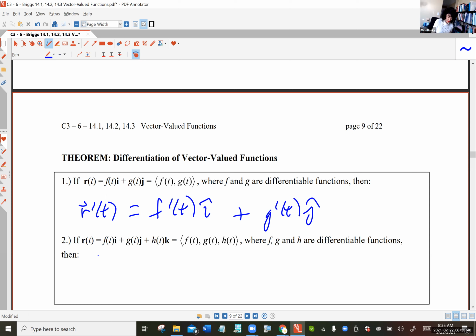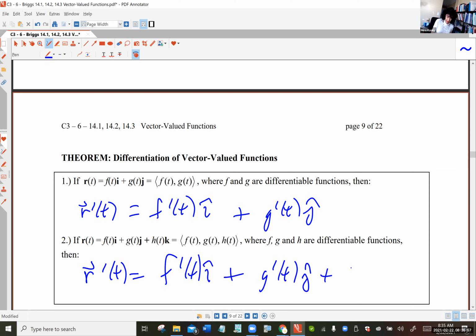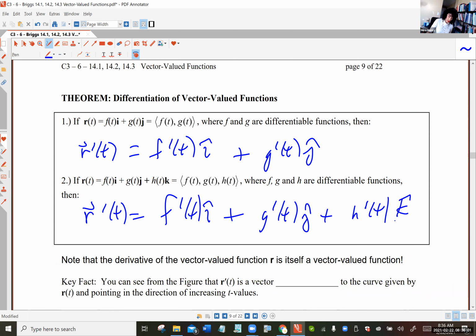It's that easy. And for a 3D version, no problem. Just extend it. Take the derivative of the first component, second component, and the third component. So that's how fun and easy it is. But the question is, are you hopefully memorizing all of your derivative formulas, because that's important.